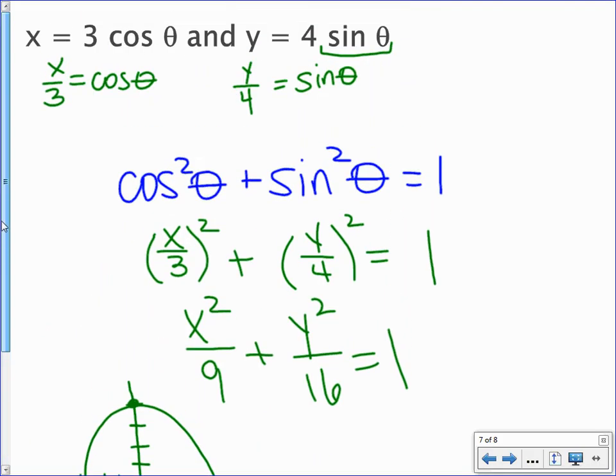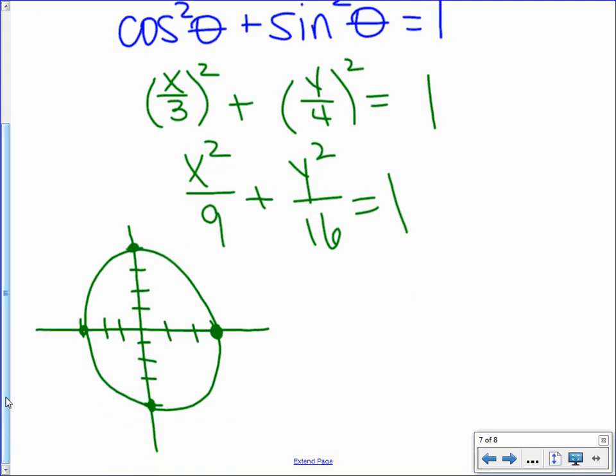If we plug in pi over 2, 3 times cosine of pi over 2 is 0. 4 times sine pi over 2 is 4. So then, next we have this coordinate here. That will not always be the case, so don't just assume that it's counterclockwise all the time. You always want to test it.